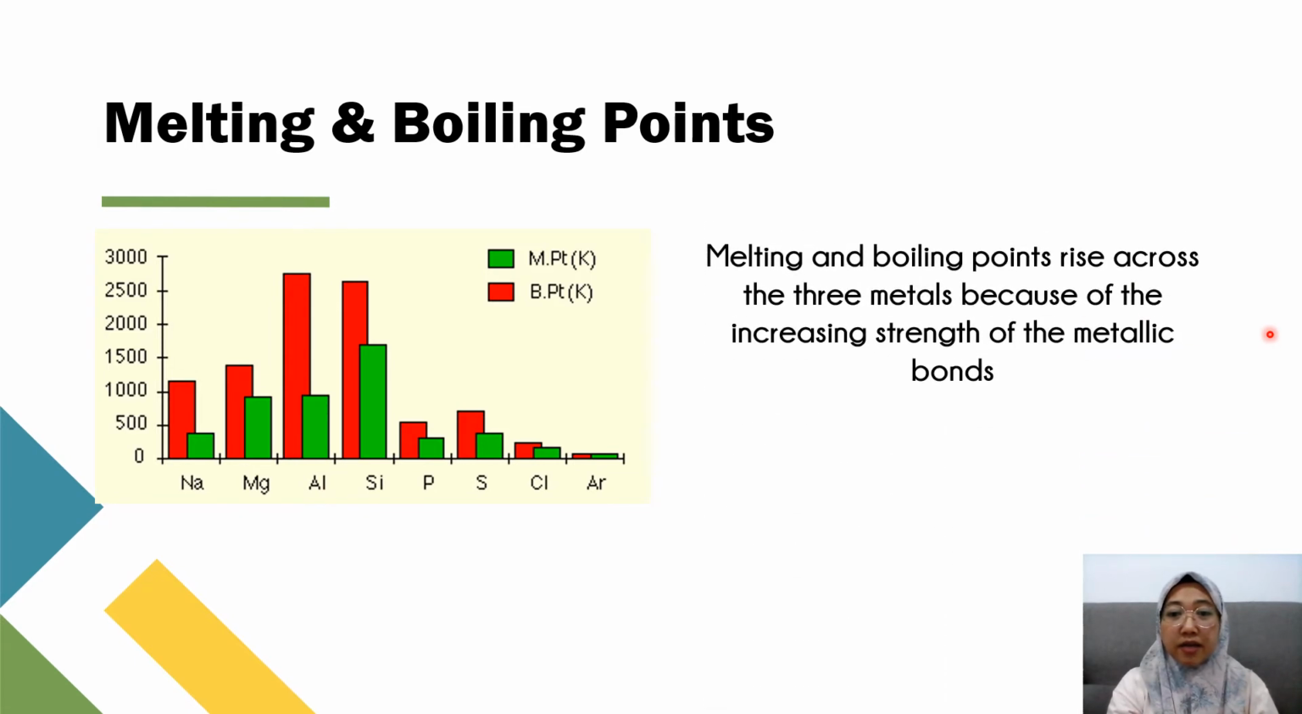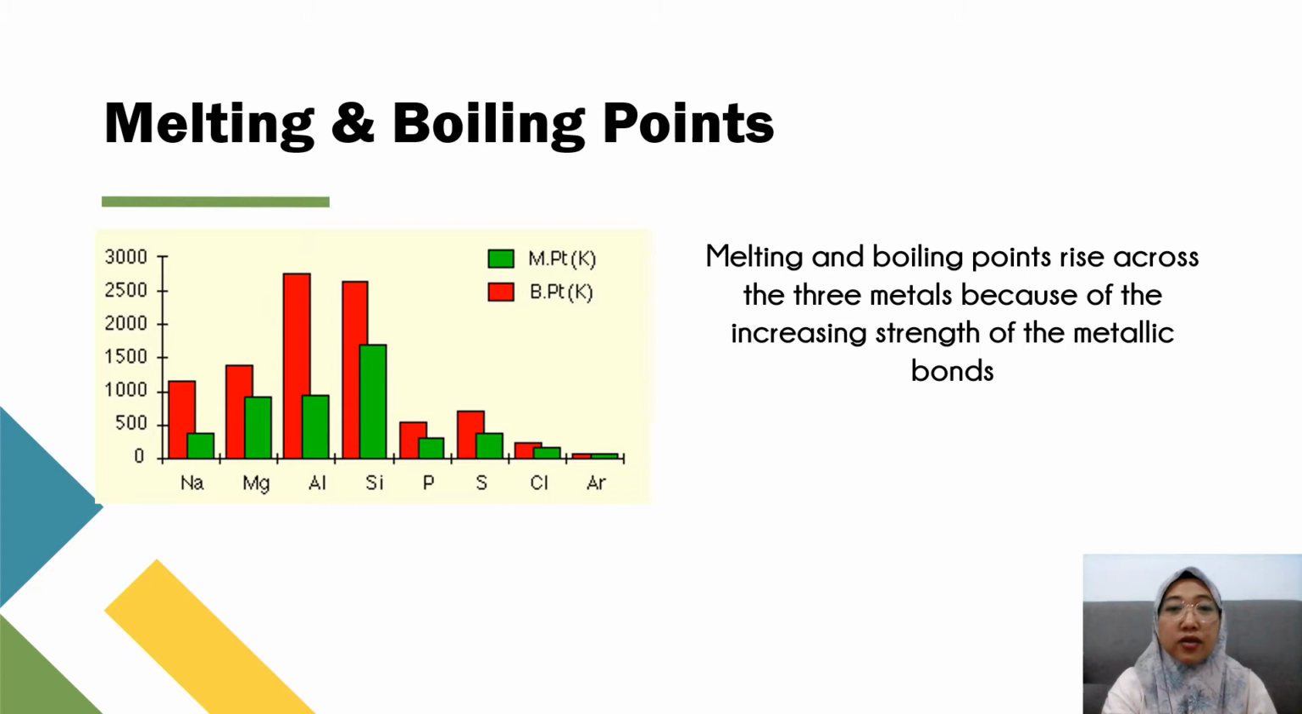Okay, melting and boiling point rise across the 3 metals because of the increasing strength of the metallic bonds. Okay, for sodium, magnesium, and aluminium, the melting and boiling point increase. Okay, so increasing strength of the metallic bond, macam mana kita nak tahu yang mana lebih tinggi dia punya metallic bond, the strength of metallic bond.